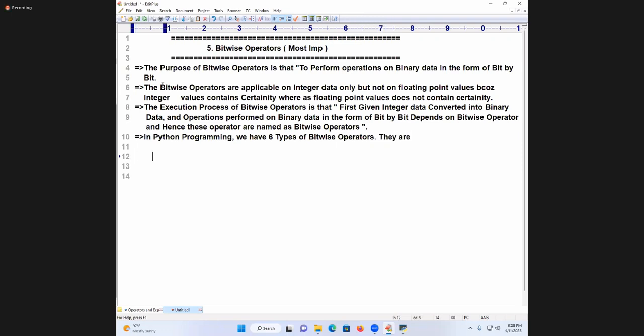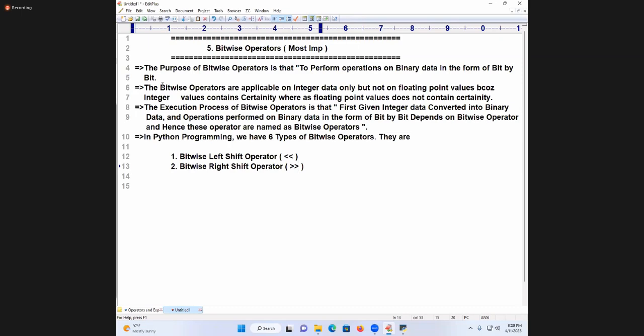They are, number 1, the bitwise left shift operator. So the symbol for that is called what? Like this. Second one, the bitwise right shift operator. I'll explain each separately. Bitwise what operator is this? Right shift operator. The arrow you see, towards the right side, towards the left side. Are you able to get it?